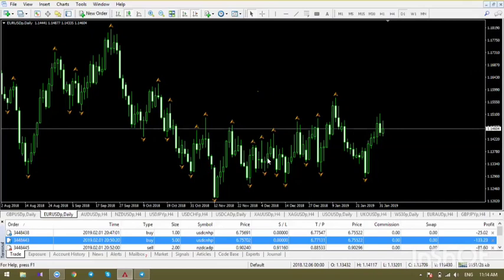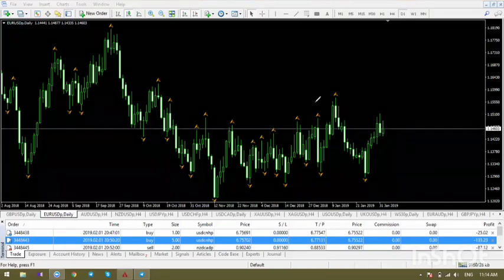So did you get the reversal candlestick completely? Yes, I did. Thank you. The difference between the reversal and the swing high, what is the difference between them?